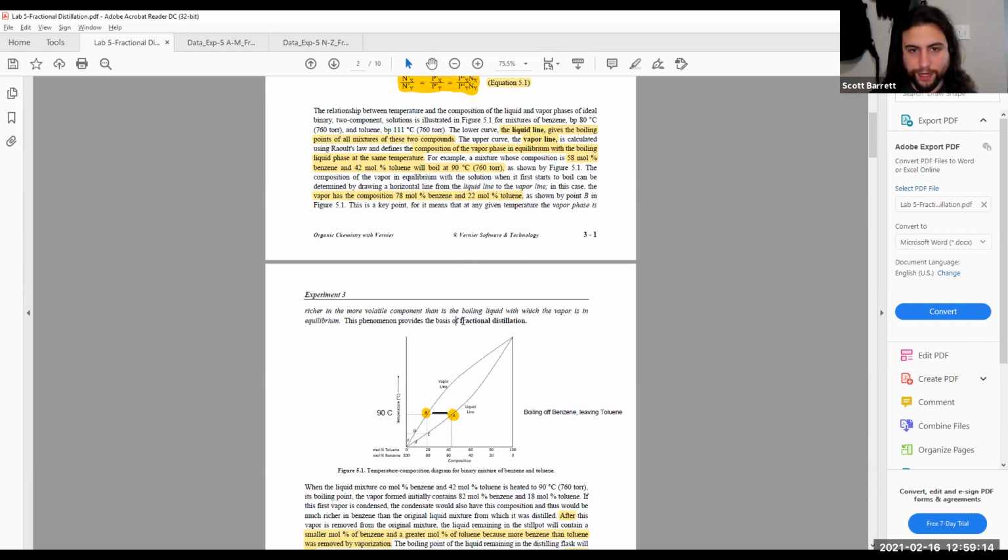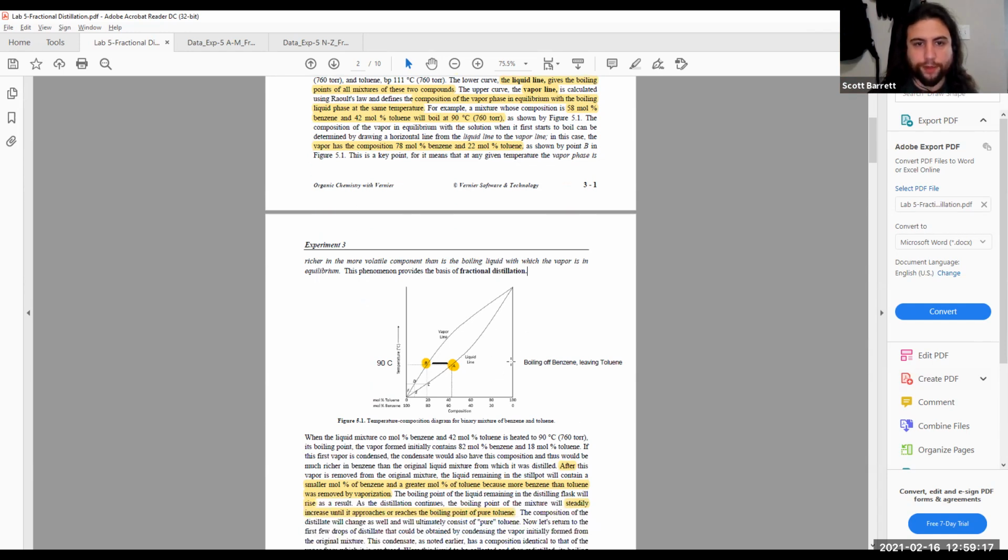So this is the exact idea of fractional distillation, because what happens is that you're separating the more volatile compound, in this case benzene, which is more volatile than toluene. And the idea is to boil off the benzene, and then you would have it distilled off into another container, and then you'd be left with the toluene. So as I wrote here, boiling off the benzene, leaving toluene.